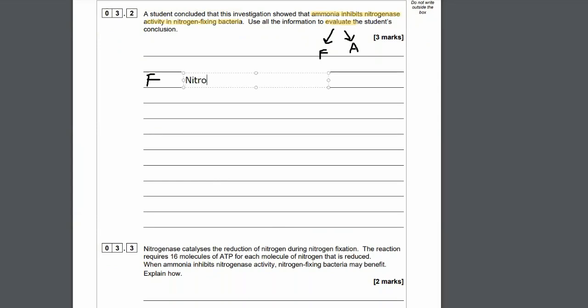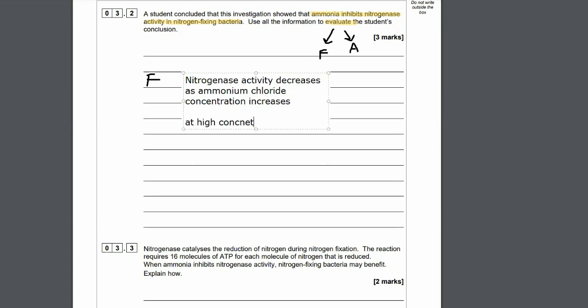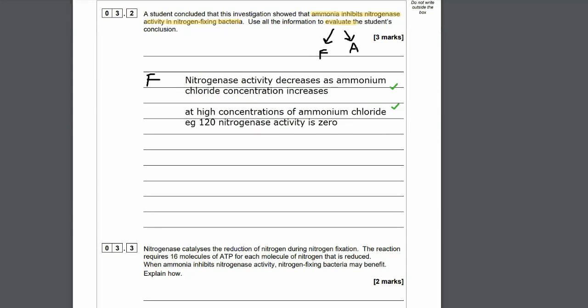So we saw nitrogenase activity decreased as the ammonium chloride concentration increased. That does suggest that the ammonium chloride is inhibiting the nitrogenase. Also, at high concentrations of ammonium chloride, we got low activity of nitrogenase, but we also found that there were high concentrations of ammonium chloride remaining in the solution when the nitrogenase activity is 0. So those are points for.